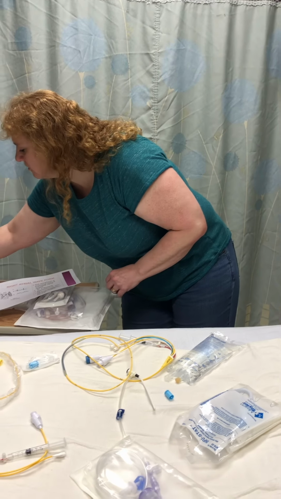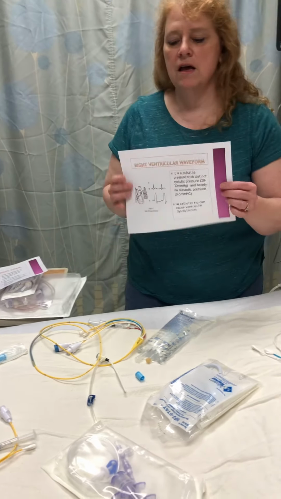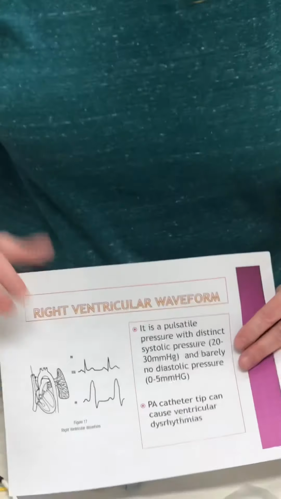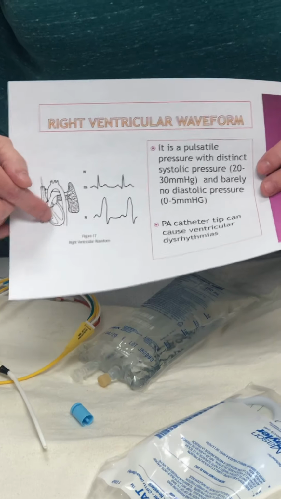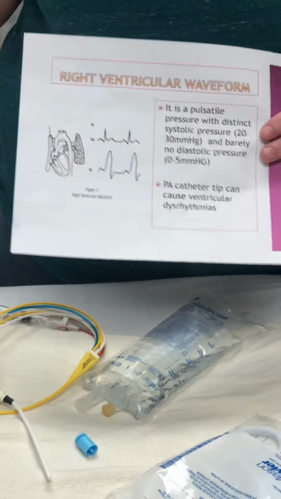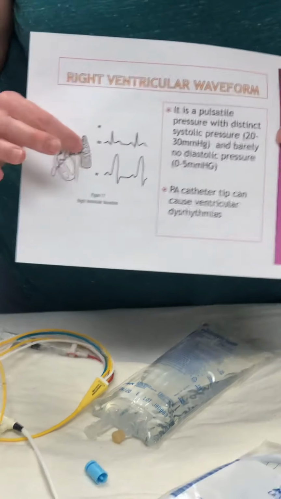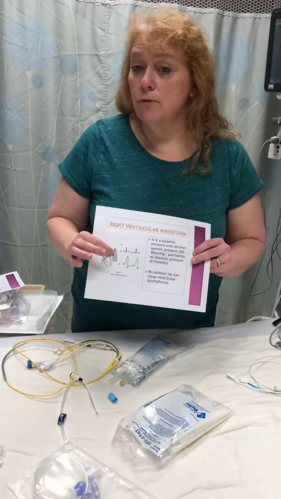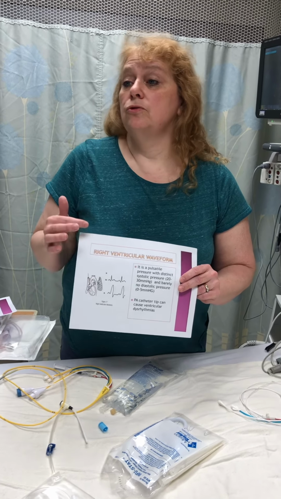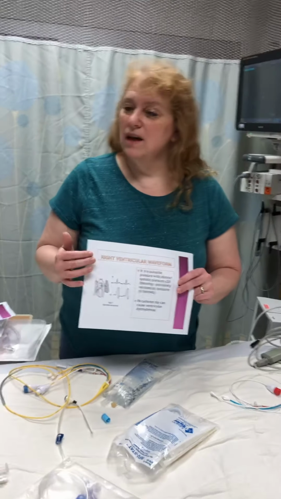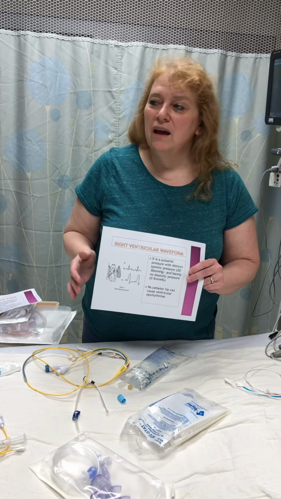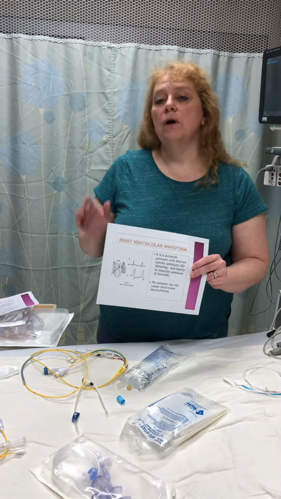And the second waveform that you'll see is a right ventricular waveform. So it goes into the right ventricle. This is going to look almost like VTAC because it's in the ventricle. Think ventricle, VTAC. There's a couple of things that might clue you into this waveform. Your diastolic number is going to be pretty close to 0. You'll get numbers like 30 over 1, 28 over 0. That's going to be your clue.